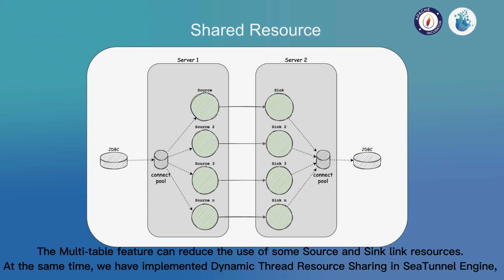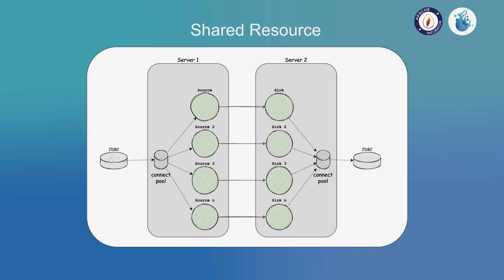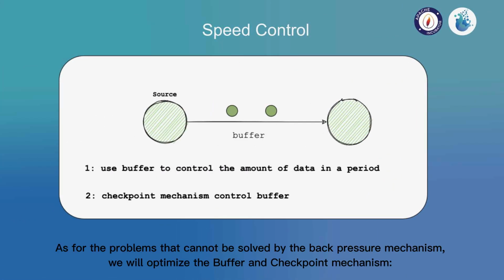The multi-table feature can reduce the use of some source and sink link resources. At the same time, we have implemented dynamic thread resource sharing in SeaTunnel Engine, reducing the resource usage of the engine on the server. As for the problems that cannot be solved by the back pressure mechanism, we will optimize the buffer and checkpoint mechanism.